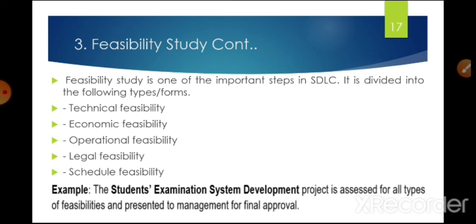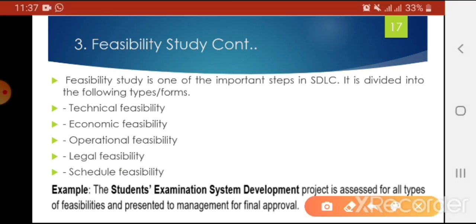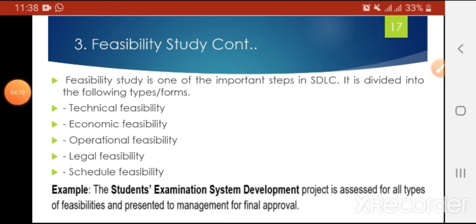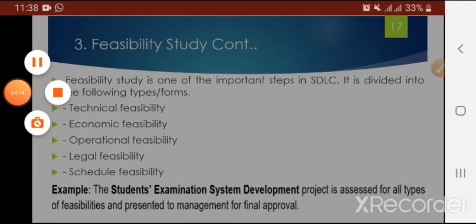In feasibility study, as we have discussed earlier, it is divided into the following forms or steps or types, like we study it technically, economically, operationally, legally and schedule-wise feasible. For example, if I say that I have a software for which I give an estimate that it will be built in 6 months, and according to its work it is impossible to build in 6 months, then it means it is not feasible schedule-wise.